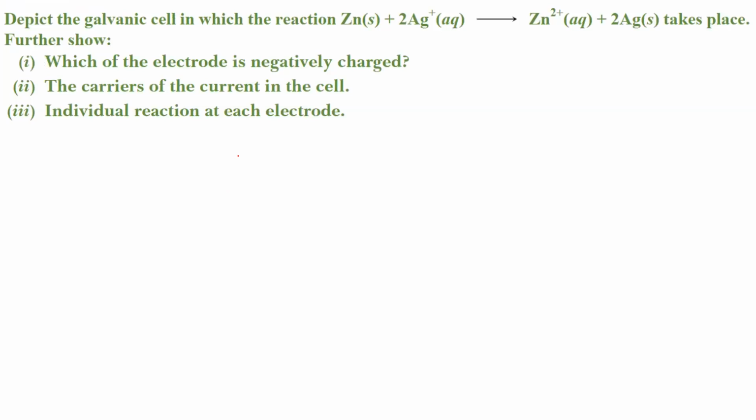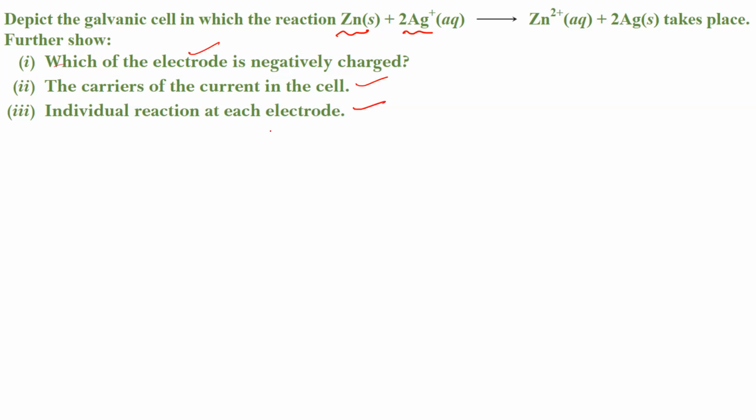Now this is on representation of electrochemical cells. Here we have to depict a galvanic cell in which this reaction is happening: zinc reacts with Ag plus ions, forming zinc 2 positive and Ag. Further, you have to show which electrode is negatively charged, the carriers of current in the cell, and the individual reaction at each electrode. So first of all, depict the galvanic cell.